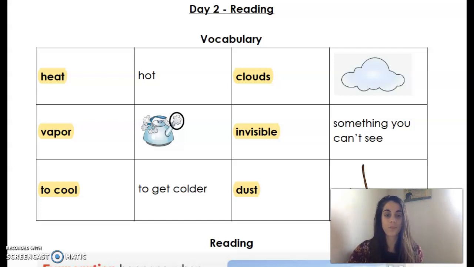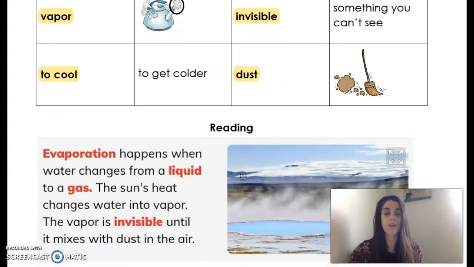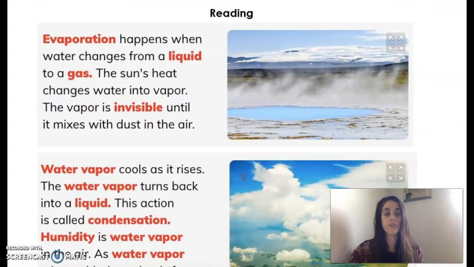Okay, did you practice the words? Now we are going to look at the reading. First, we're going to look for our vocabulary words and highlight them in the text. I'll do the first one. I see the vocabulary word heat. I know it means caliente. I'm going to highlight the word heat.